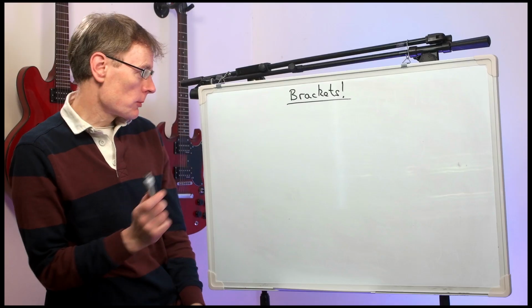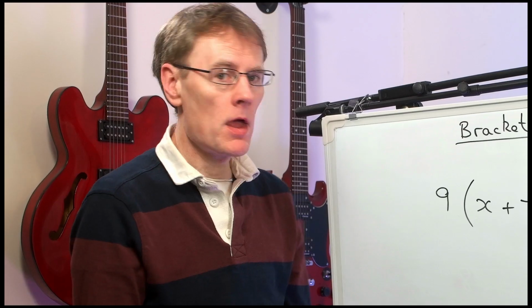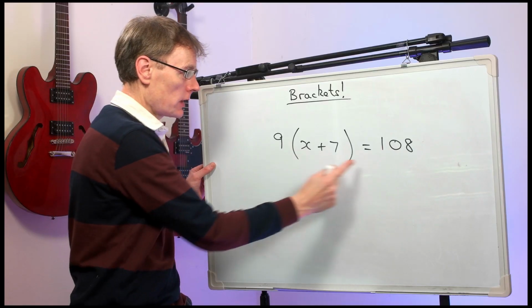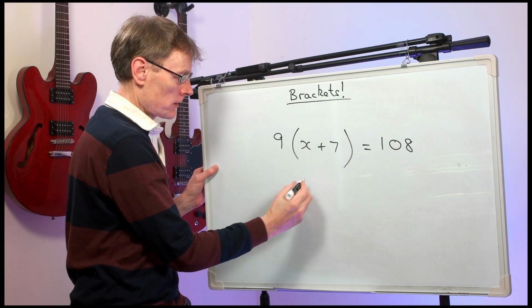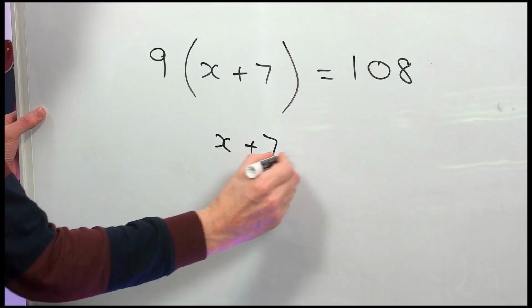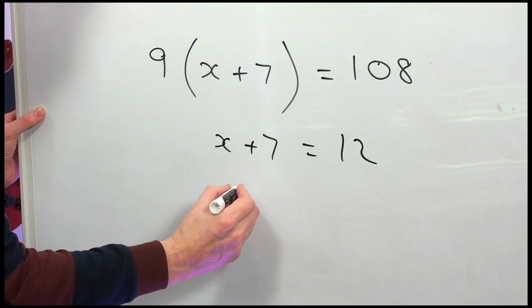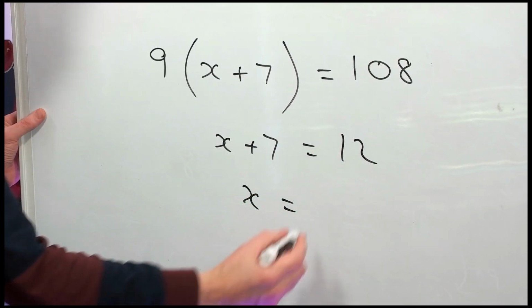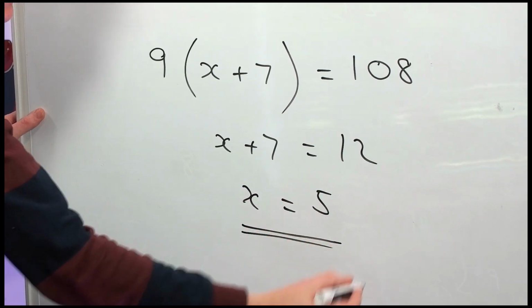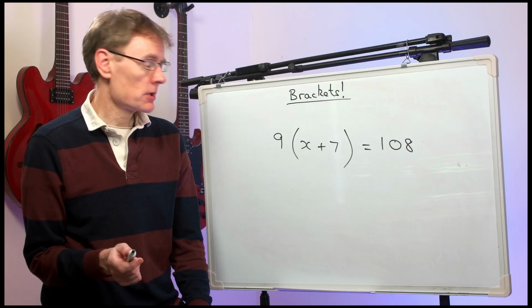Do you need to multiply out the bracket here? No. We could divide both sides by 9. So we have x plus 7 equals 12. So x equals 5. You could multiply out the bracket, but it'd be more difficult.